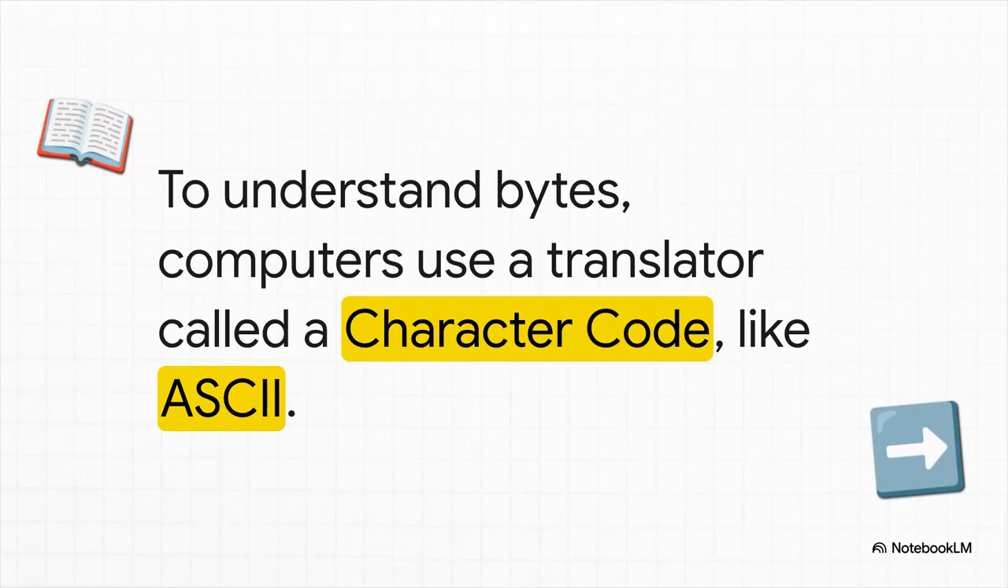Okay, but how does a computer know that a specific combination of ones and zeros, say 01000001, actually means the letter A? Well, it uses a translator, a character code, like ASCII. Just think of ASCII as a universal dictionary. It's the rulebook that says, hey, this pattern of 8 bits means this letter, and that pattern means that number. It's the key that turns raw code into the language we all understand.